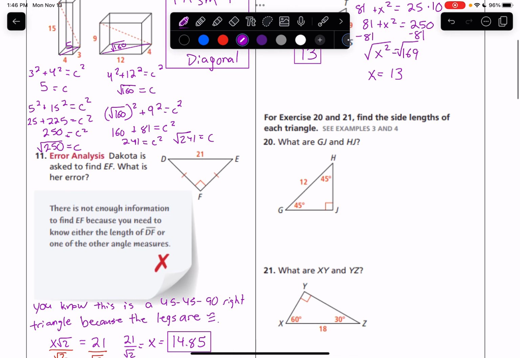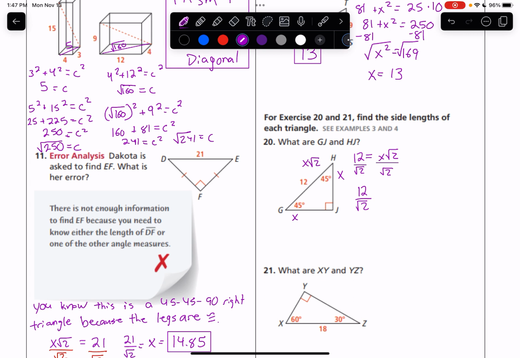Number 20, find the side lengths of each triangle, and we've got some special right triangles here. So we've got this 45, 45, 90 right triangle where we know the hypotenuse. So I know that 12 is on the side that is usually x root 2, because I've got x for the short sides and x root 2 for the long side. So I know 12 is equal to the x root 2 side. So I can go ahead and divide both sides by the square root of 2, and I get 12 over the square root of 2.